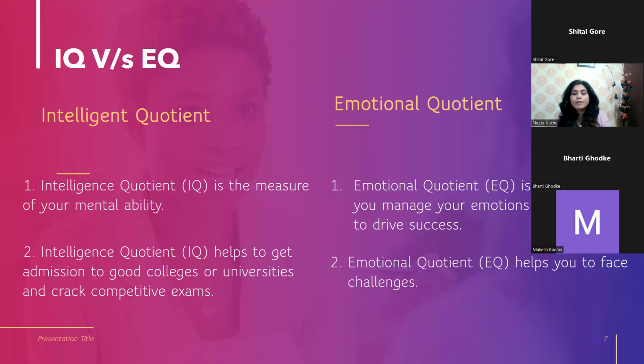So when it comes to emotional quotient, if you have a good emotional quotient, then whenever the situation goes wrong, whenever things are not going according to your will or wish, you can overcome those situations very easily and successfully with a positive, right kind of mindset. So these are the basic differences between IQ and EQ.